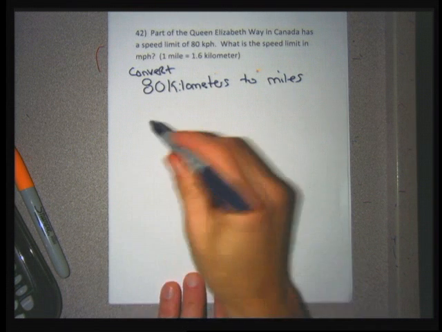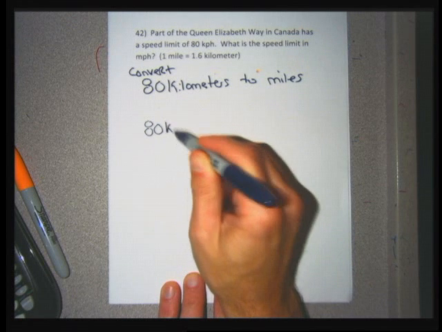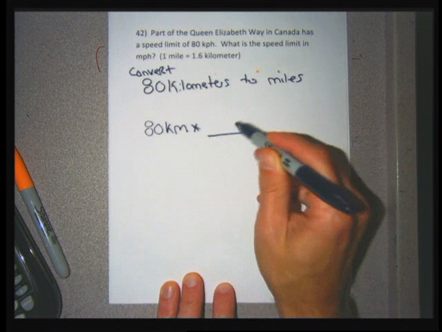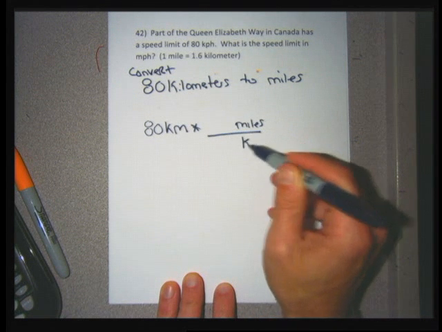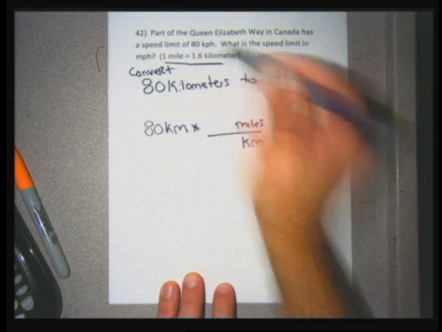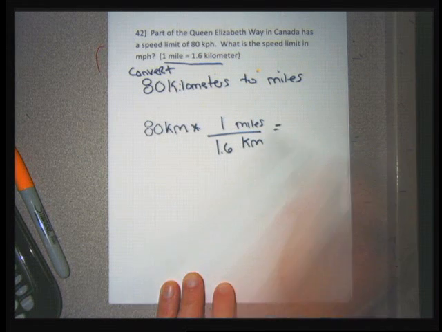So I'm going to take what I have, 80 kilometers. I'm going to use km for kilometers. I'm going to multiply it by a unit. In the numerator, I'm going to put what I want. I want to have miles. In the denominator, I have what I have, which is kilometers. Now I'm using the relationship that I got from page 461, that 1 mile is 1.6 kilometers. And I'm going to solve the problem.